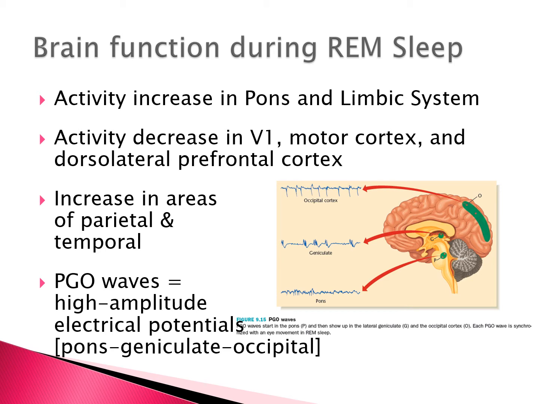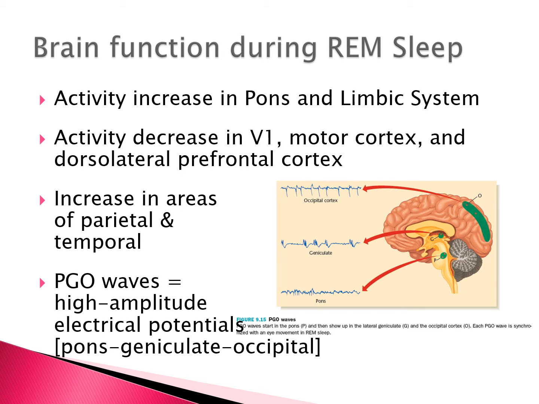We see activity decrease in certain areas as well. In the visual cortex, we see a decrease of activity, in the motor cortex, and in the dorsolateral prefrontal cortex. We've talked about this area before as the area that is inhibiting unwanted responses.